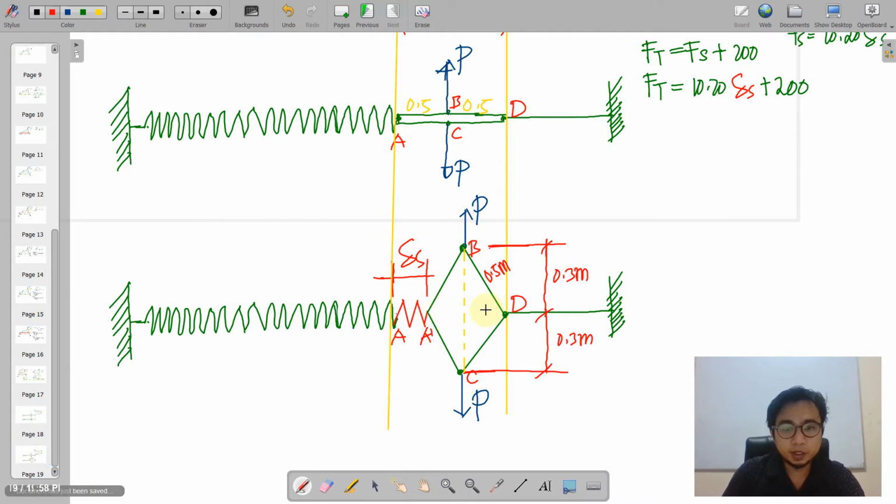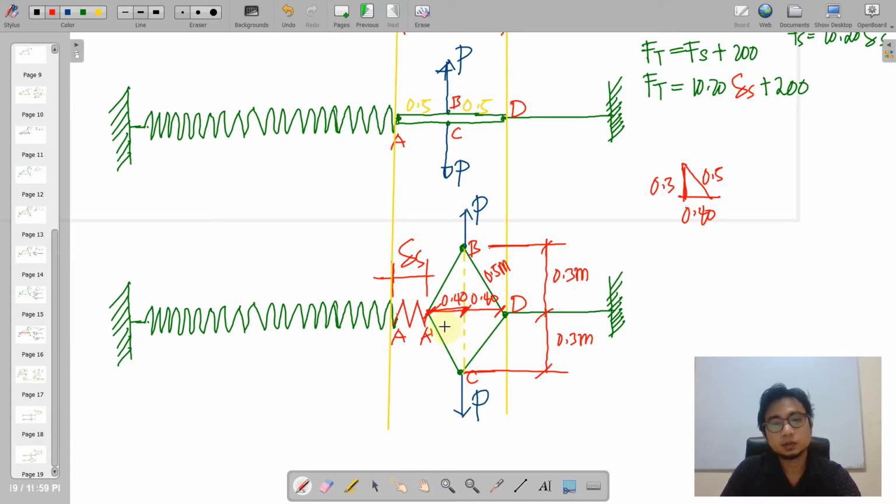Okay, so therefore, we can now directly get this dimension, because obviously we will be having here a 3, 4, 5 triangle. See, this is the hypotenuse, 0.5. This is 0.3 here. Obviously, this is 0.4 because we have a 3, 4, 5 triangle here. So we're going to place it here, 0.4 each of this dimension.